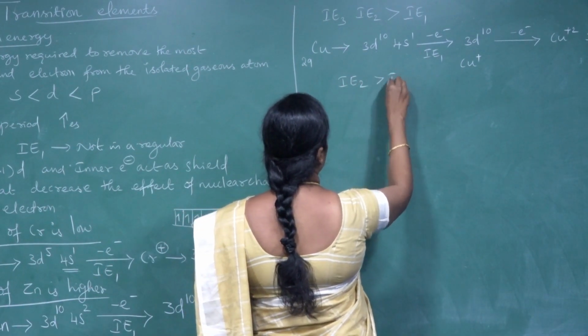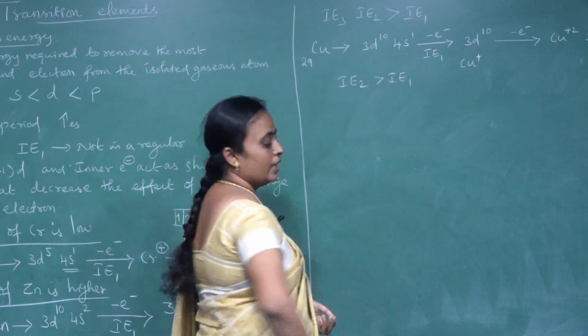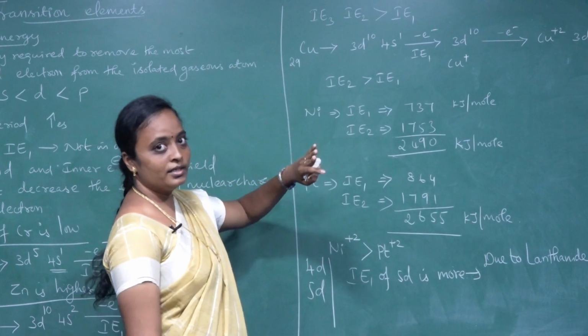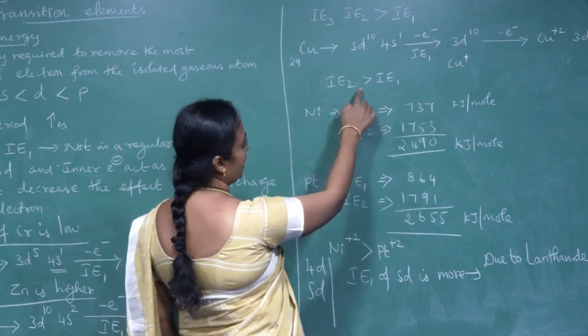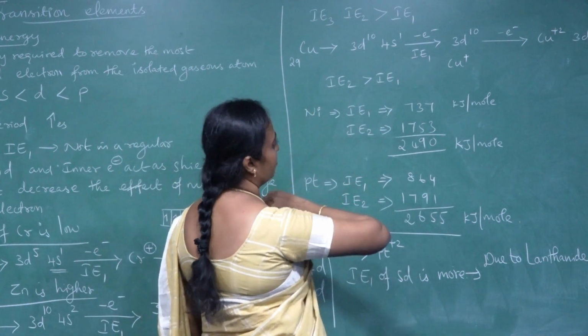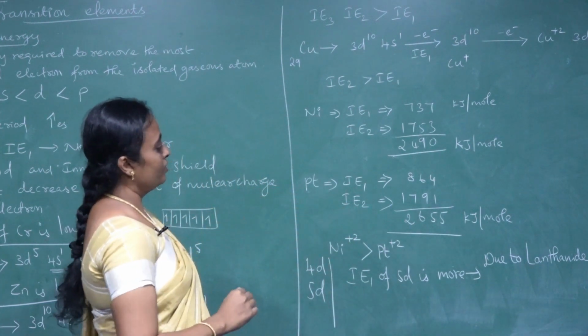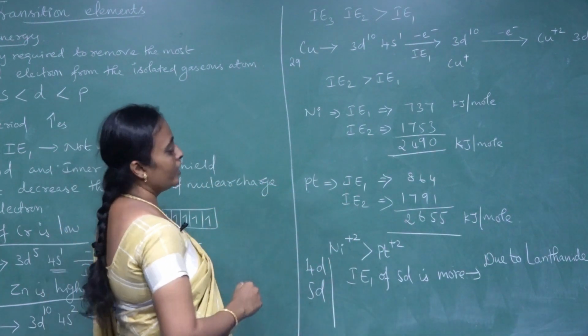The second ionization enthalpy should be greater than the first ionization enthalpy. Generally, the second ionization enthalpy is greater than the first. Next, we are going to discuss thermodynamic stability.